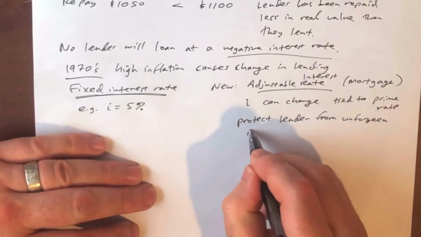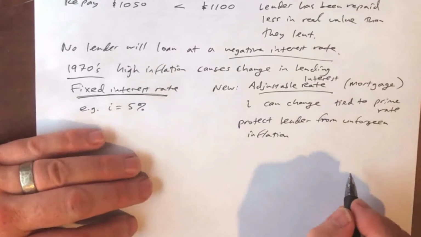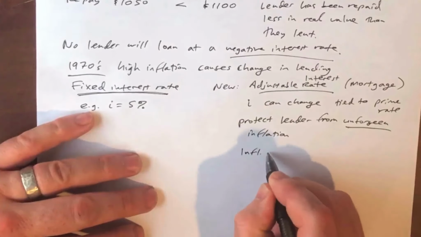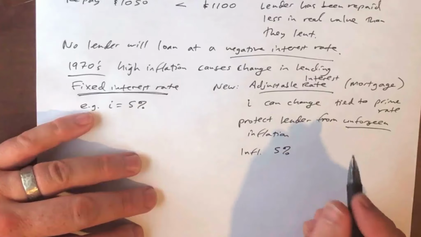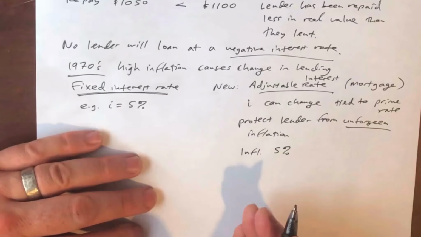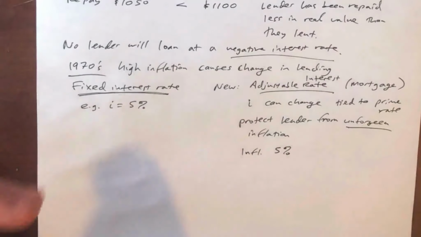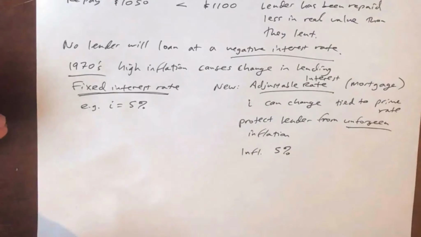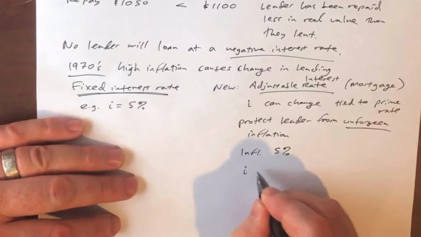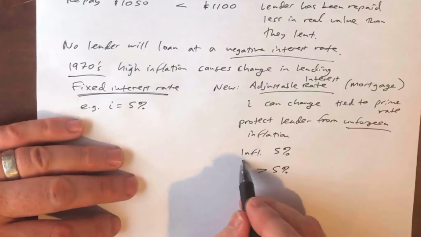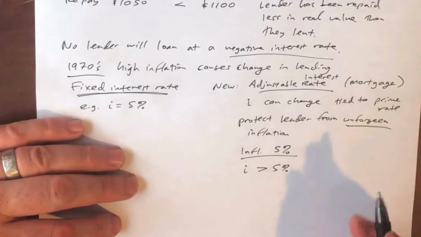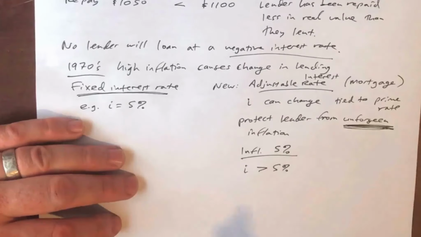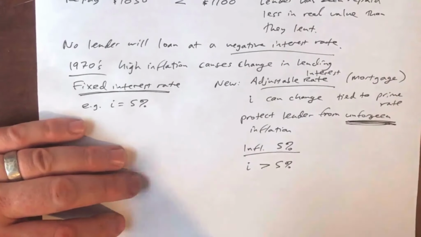Okay, so the adjustable rate mortgage was devised as a way of protecting the lender from unforeseen inflation. Here's the thing: if the inflation rate right now is 5%, the rate at which somebody is going to borrow is never going to be less than that, because the lender is never going to voluntarily lend at a negative real interest rate. So the interest rate has got to be above 5% when the inflation rate is 5%. The only problem for the lender is if the inflation rate changes in a hurry, something that happens and they didn't see coming.